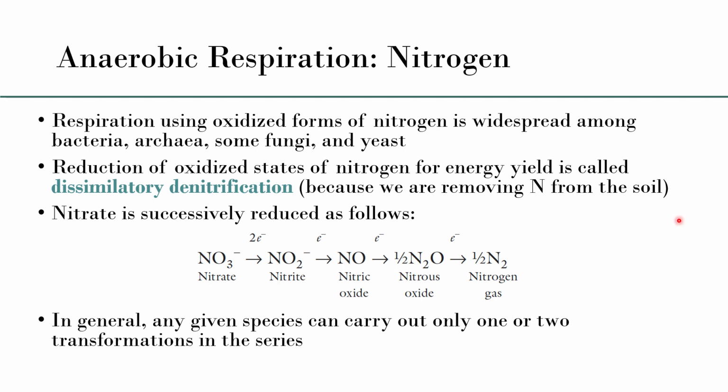So one terminal electron acceptor that can be used is nitrogen. And what happens is, as we take the electrons, we'll take them from a form like nitrate or nitrite, and we will slowly oxidize it until we get nitrogen gas. So as a result, this is taking bioavailable forms of nitrogen, ones that other organisms can use and assimilate, and it's converting them into forms that are not available for life to use.